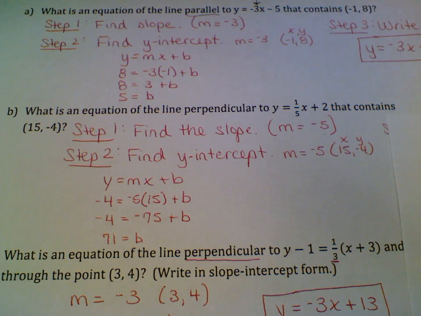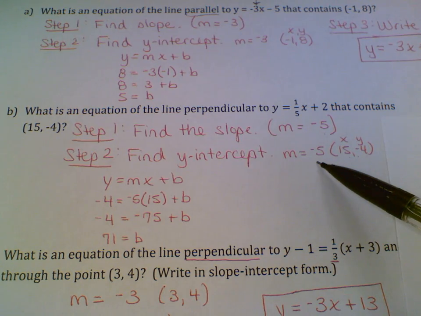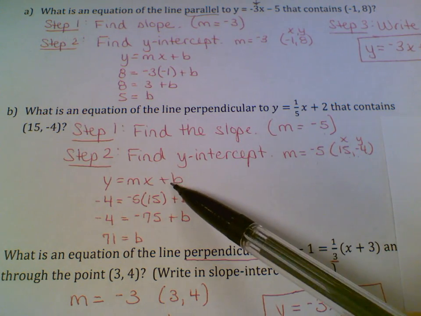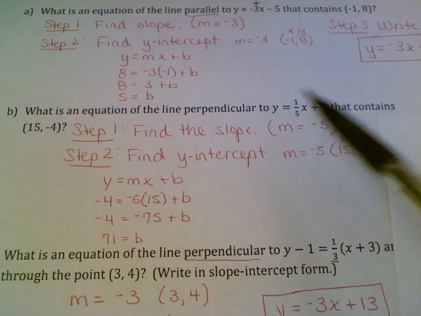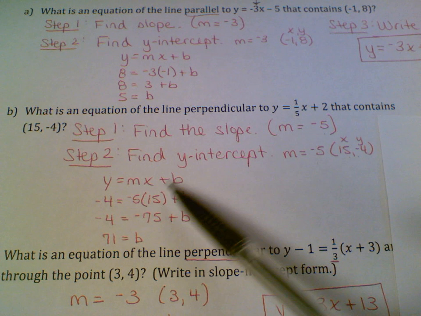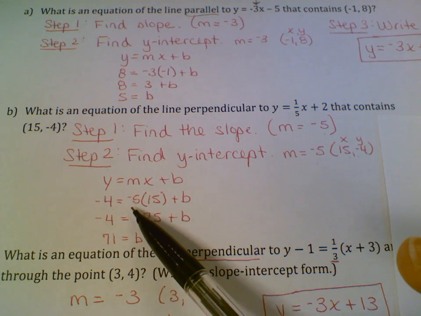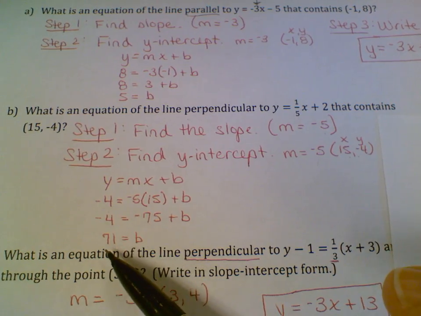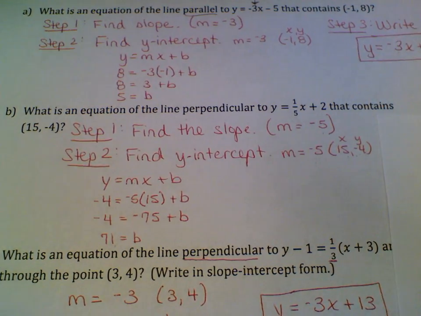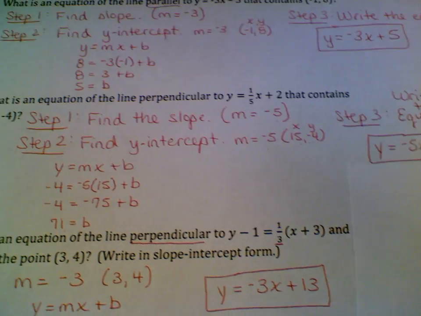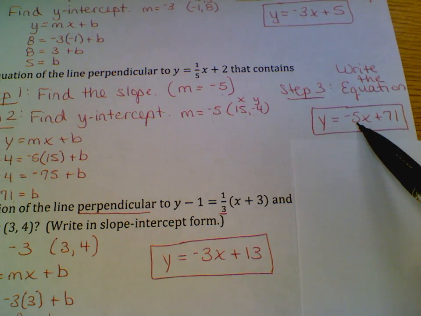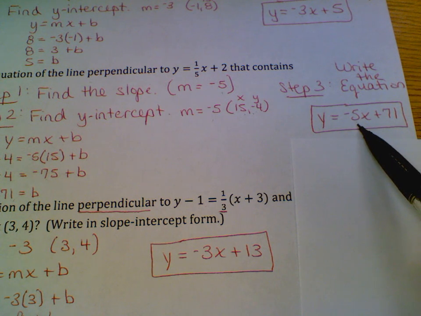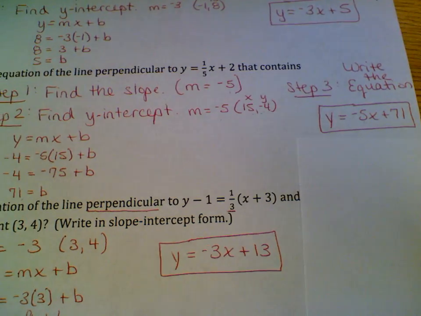Then I'm going to use the point that they gave me and my new slope to come up with my new b. So I'm going to plug in negative 5 for my m, and I'm going to put 15 in for the x and negative 4 in for the y. Then I'm going to multiply here and add it over, so I got b to be 71. So then I'm going to write out my new equation. Now this is the equation with my new slope and my new y-intercept. So that means I'm going to have y equals negative 5x, because that's my new slope, and my y-intercept.